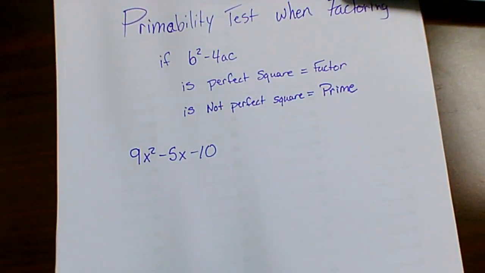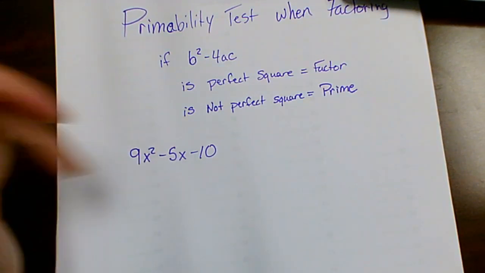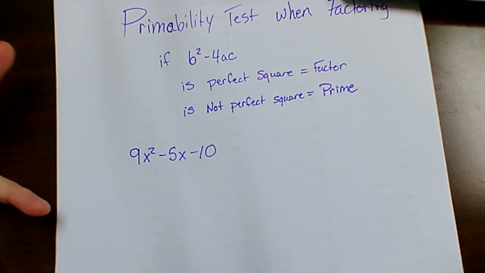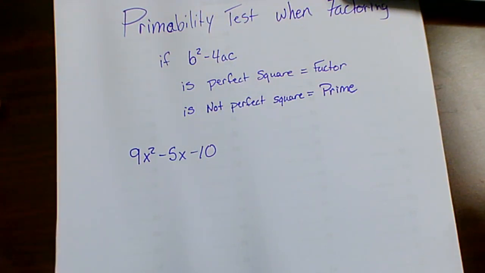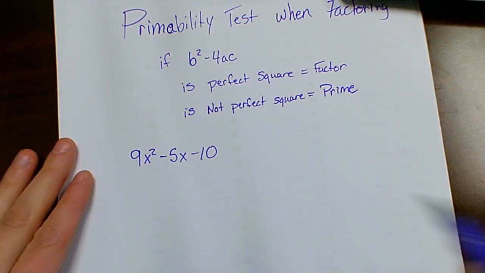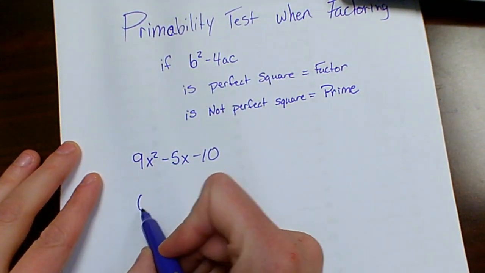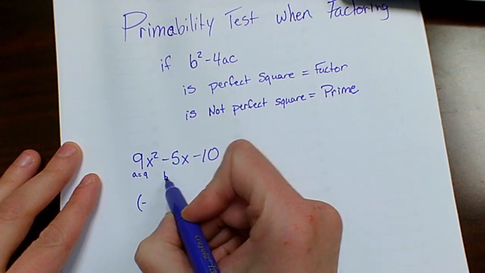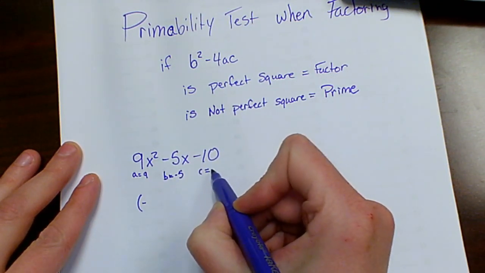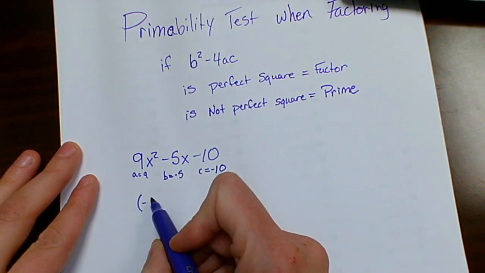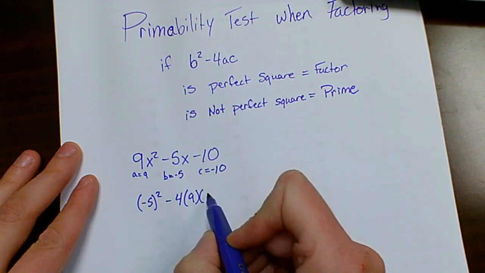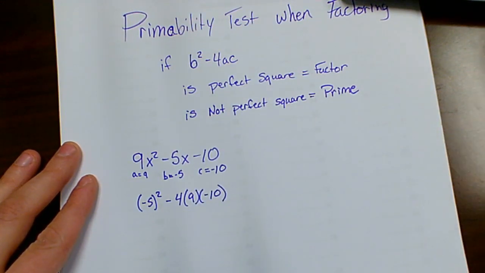So 9x squared minus 5x minus 10. Instead of going 9 times negative 10, which would be negative 90, and trying to find the factors of 90 that add to negative 5, we can go ahead and use the primability test. And 9 is a, negative 5 is b, and negative 10 is c.